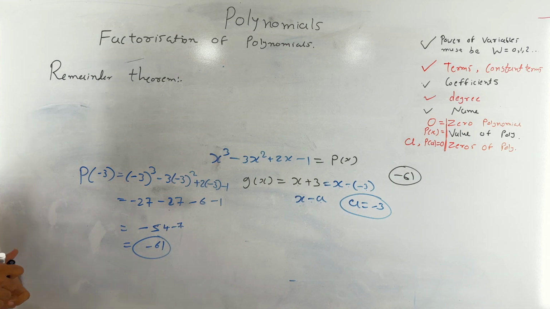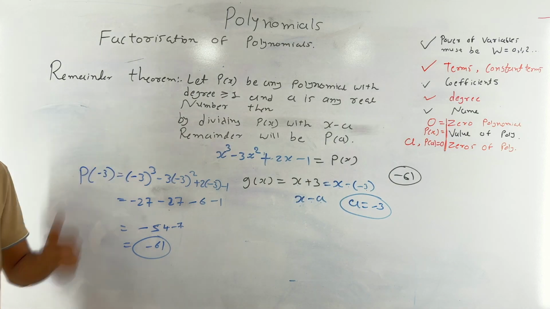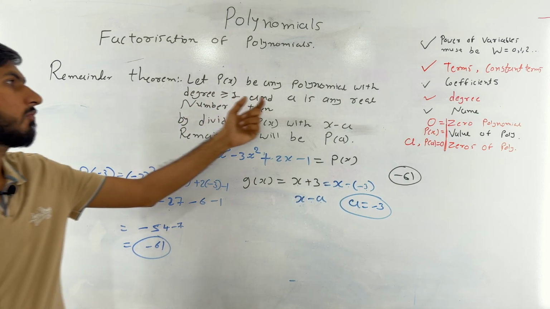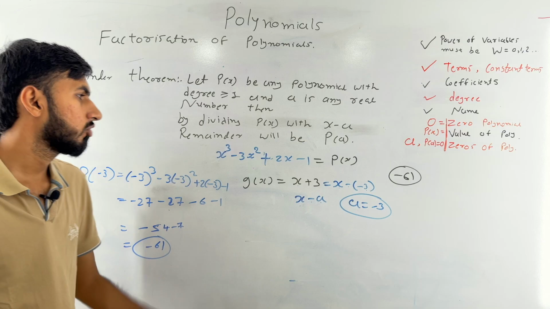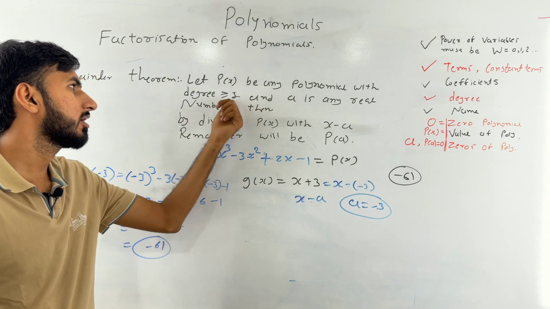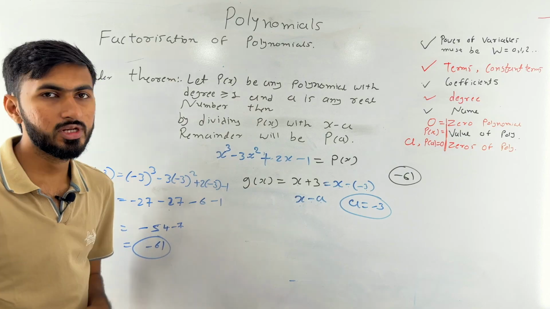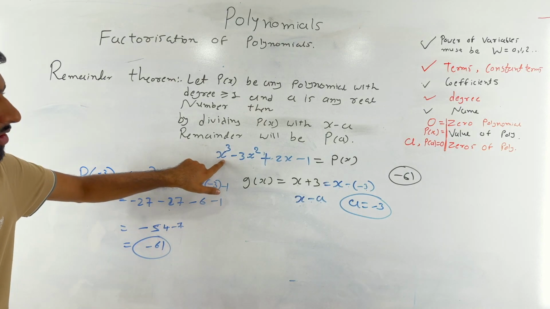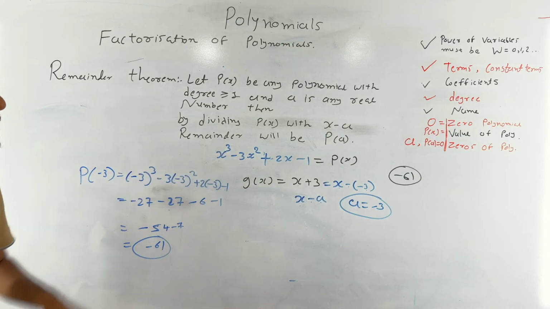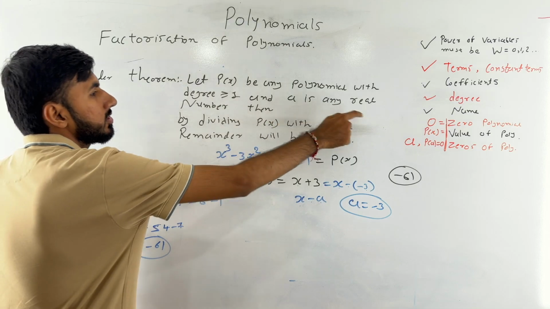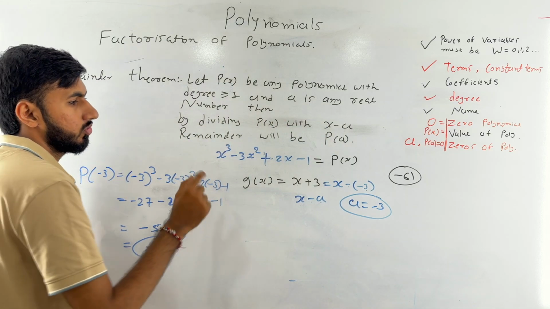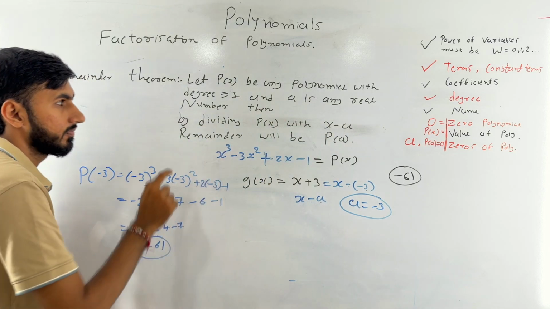Now what does the remainder theorem state? Here is the statement of the remainder theorem. Let p of x be any polynomial, right? P of x be any polynomial with degree greater than or equal to 1. Here we have a polynomial p of x with degree greater than or equal to 1. Here the degree of this polynomial is 3, right? Now a is any real number, right? So a is any real number.